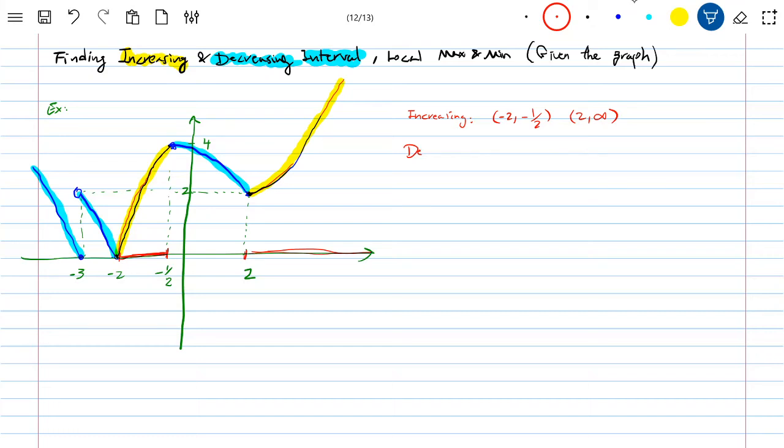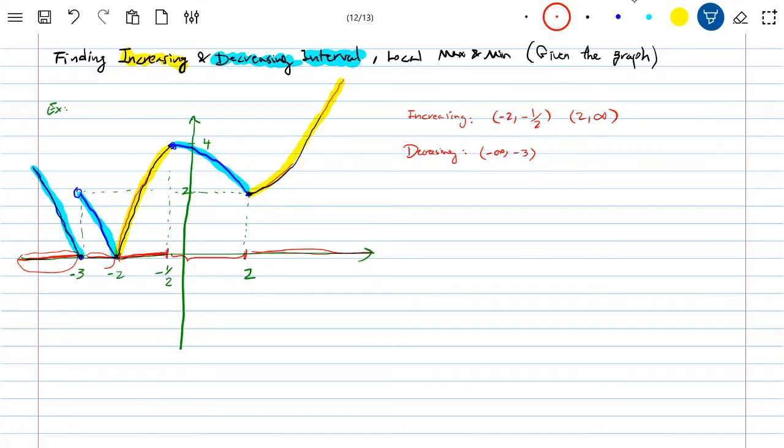How about decreasing? Decreasing, it's the blue highlighted. It's this section, as well as this section, plus this area. I should have used a different color instead of red again. So it would be from negative infinity to negative 3, all this area. This is where the graph is decreasing, getting smaller as you go on.